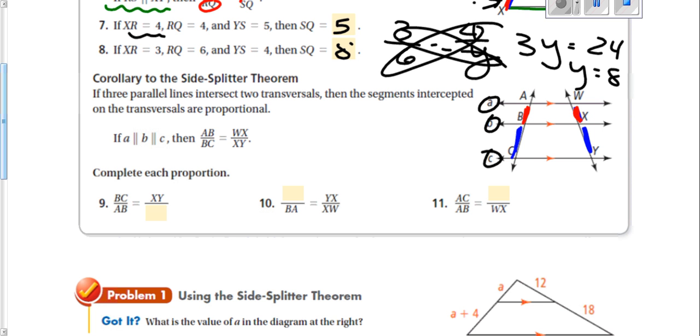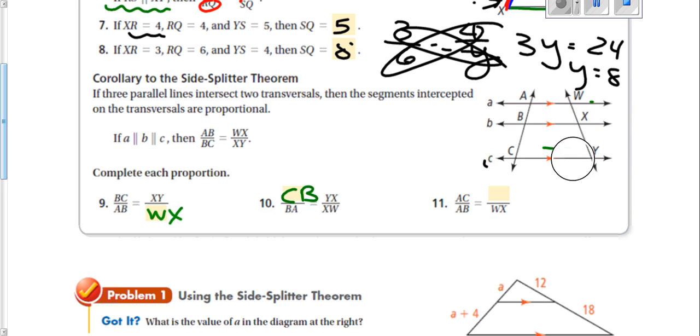All right, so let's complete each proportion. BC over AB. So BC from here to here over AB is going to be equal to XY over WX. So really what we're just doing is we're taking that proportion and flipping it around. Okay, now if I have something over BA, BA is the chunk up here, is equal to YX over XW. All right, so the missing part is going to be the one that's across from this, so it's going to be CB.